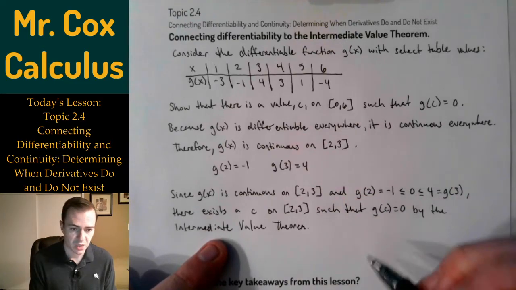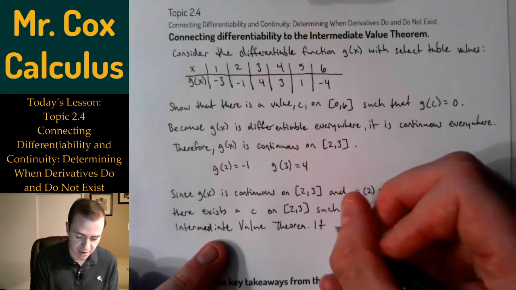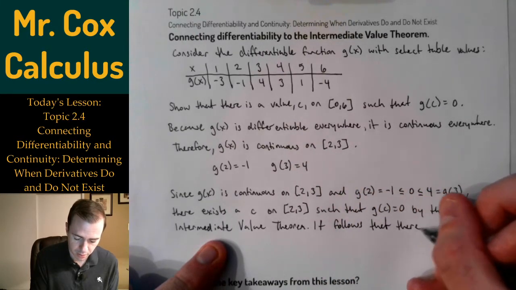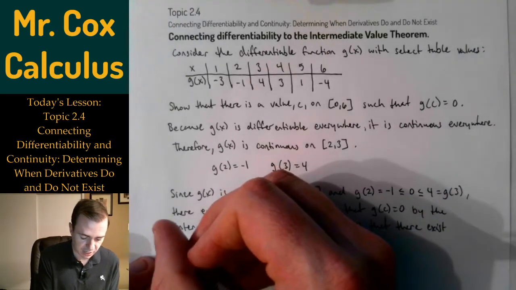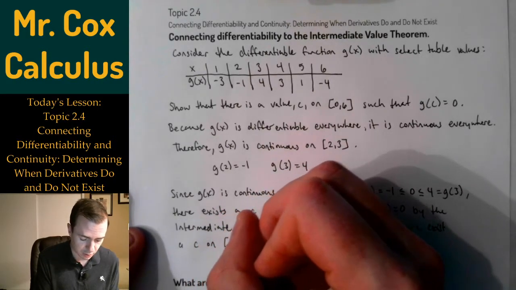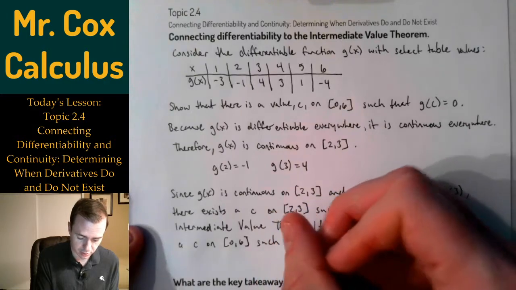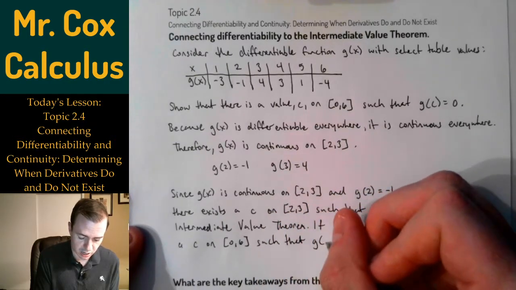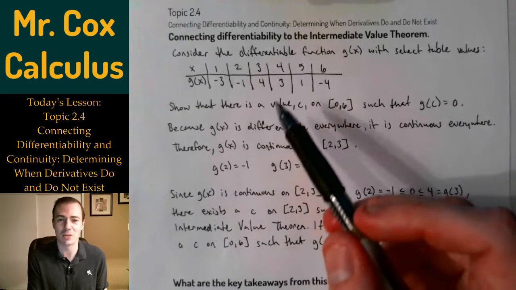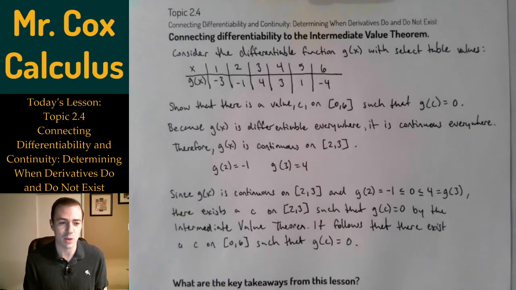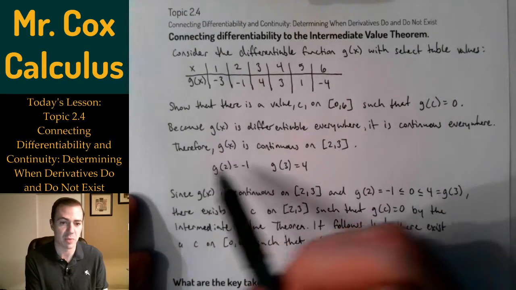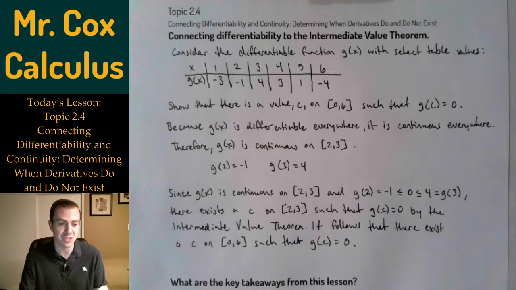We were asked to show on the interval 0 to 6, so I can say from here that it logically follows that there exists a c. If there's one on 2 to 3, that means there's one on 0 to 6, such that g of c is equal to 0. So you can use differentiability. Really, this was a problem straight out of 1.16, but now because I was told the function's differentiable, I can make this claim about continuity, and then I can proceed with using the intermediate value theorem.